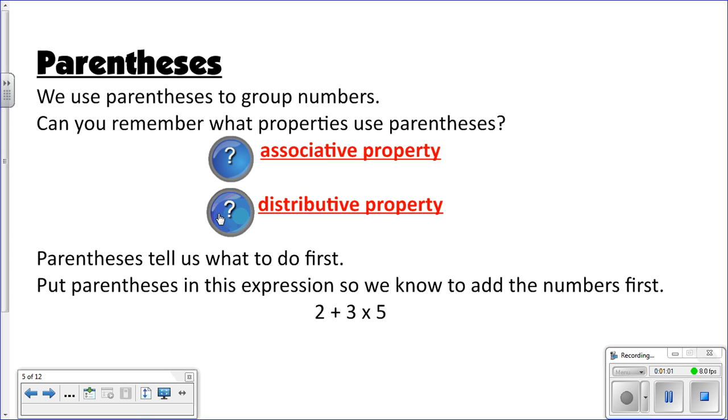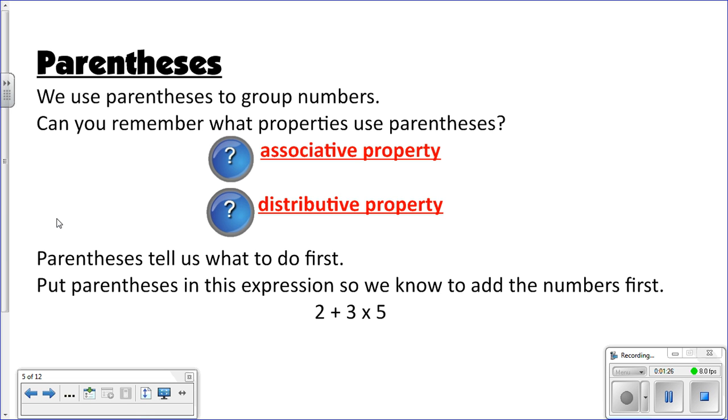The other property is the distributive property. That's where we take a number. So if we had 5 times 45, we could take 45 and break it down into 40 plus 5 and then distribute the 5 by multiplying it to both the 40 and the 5 to get our answer.